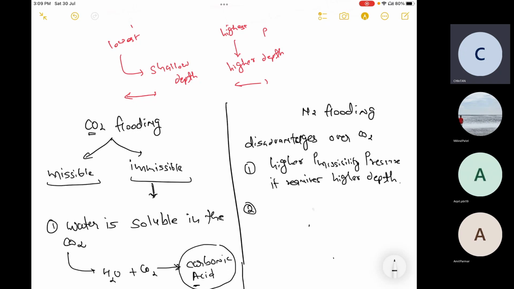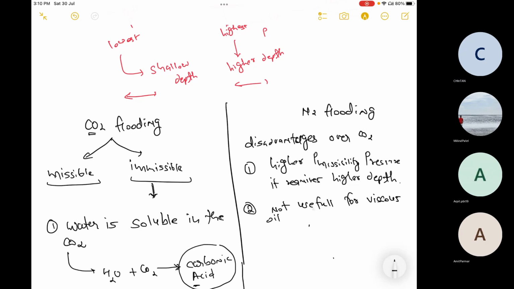Second drawback is here, not useful for viscous oil and oil range. So it is comfortable with the C1 to C7 range only.